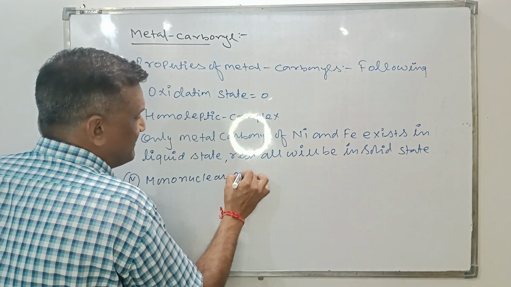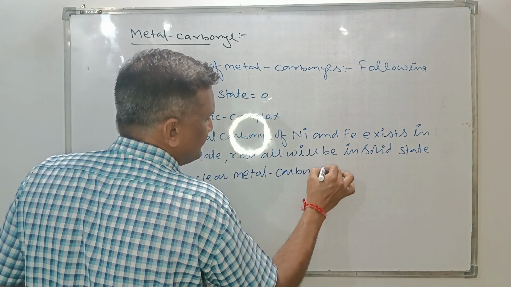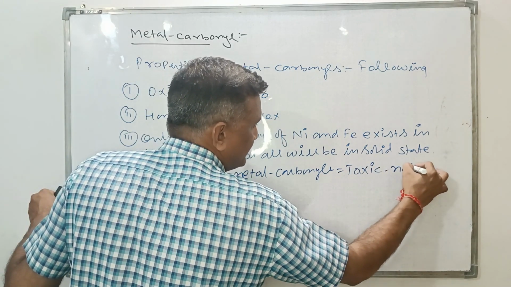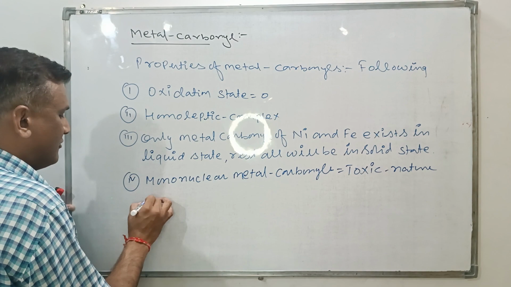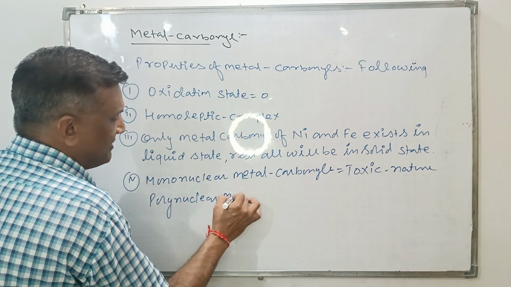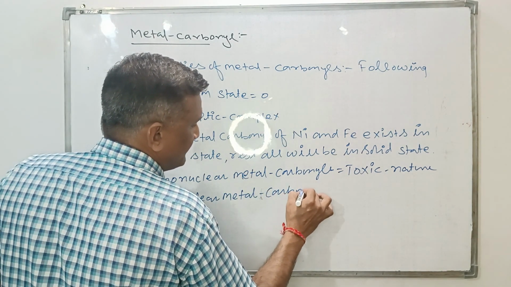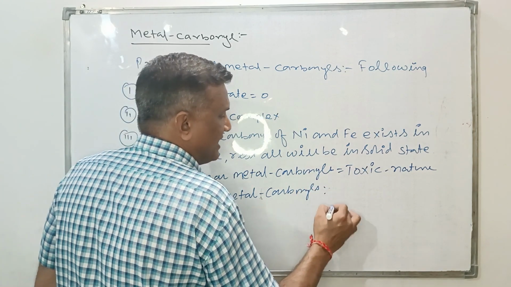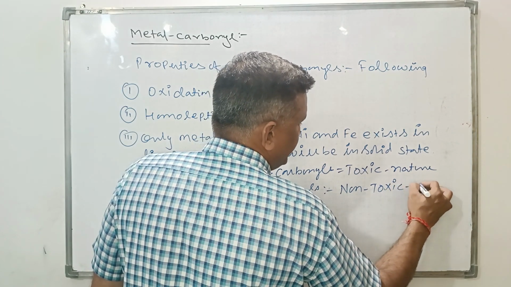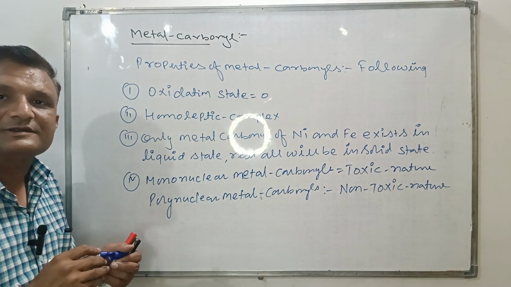Mononuclear metal carbonyls are toxic in nature, but if you will go with the polynuclear metal carbonyls, then they are non-toxic in nature. These are the properties of the metal carbonyls.